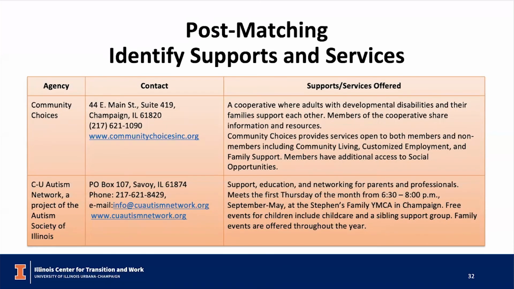And then after you do all of the matching to each one of the goals, you're going to do this post matching. And what that is, you're going to identify some supports and services that are available in your community. And Champaign has this nice community choices program, and it offers all kinds of supports and services. And so I'm going to put down that contact information and then a little description of the supports and services that are offered. And also because Brandon has autism, Champaign-Urbana has a nice autism network. And so I'm also going to put that down as a potential service for Brandon.